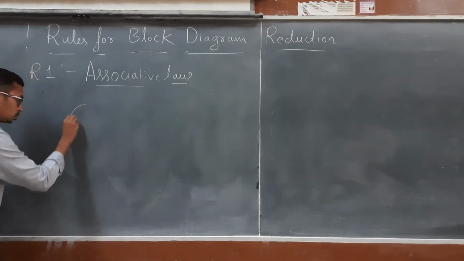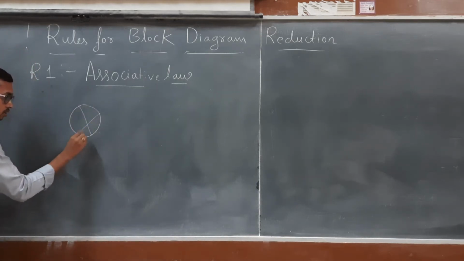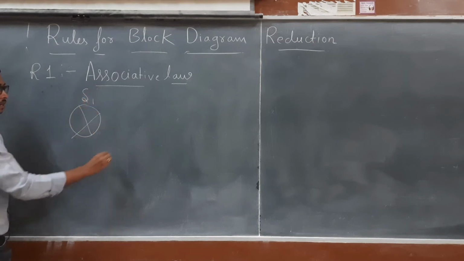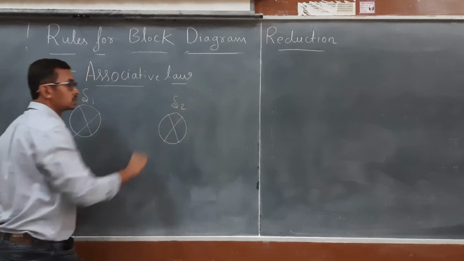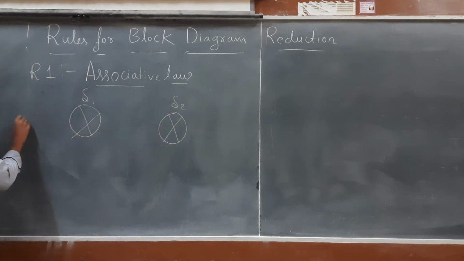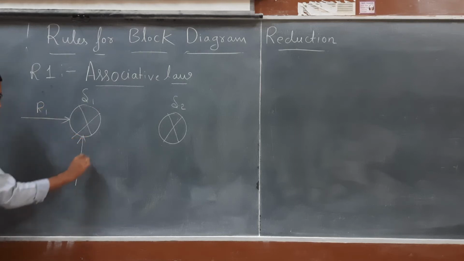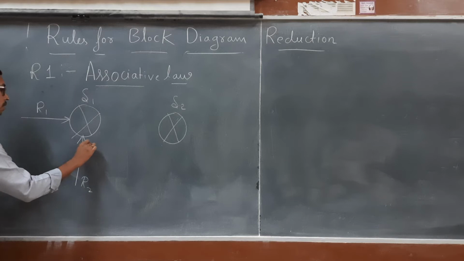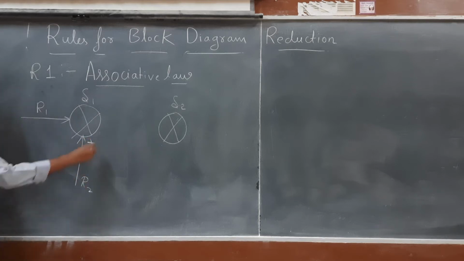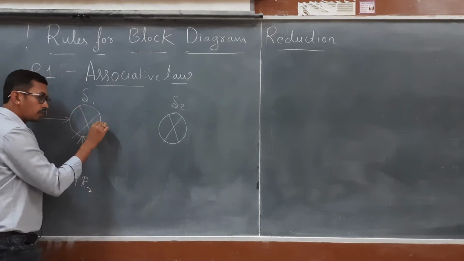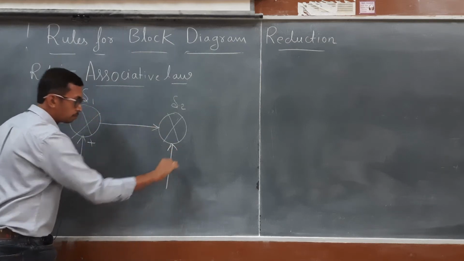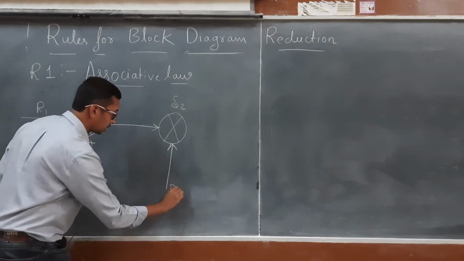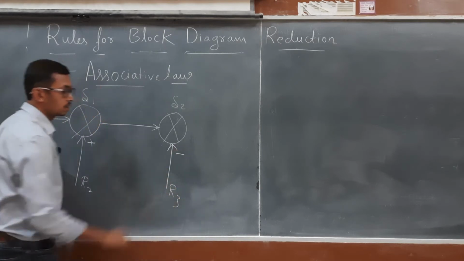Let us consider a situation. I have a summing point 1, and there is another summing point 2. So there are 2 summing points. Here I have an input R1, and R2 as an input with the symbol of plus. The output of this summing point will be given to S2, and there is another input to summing point 2. I am taking that one as R3, and this is a minus.